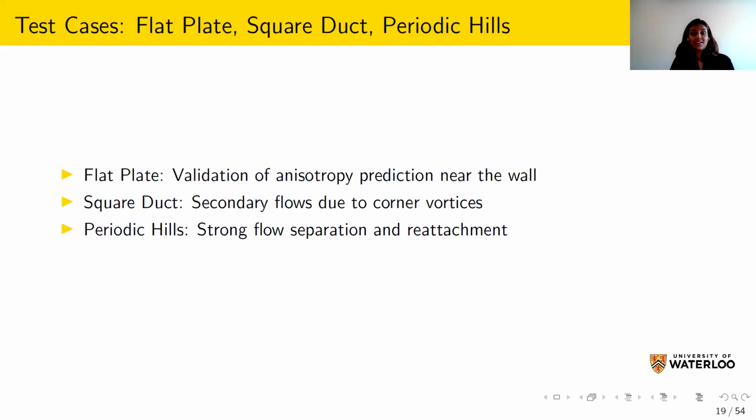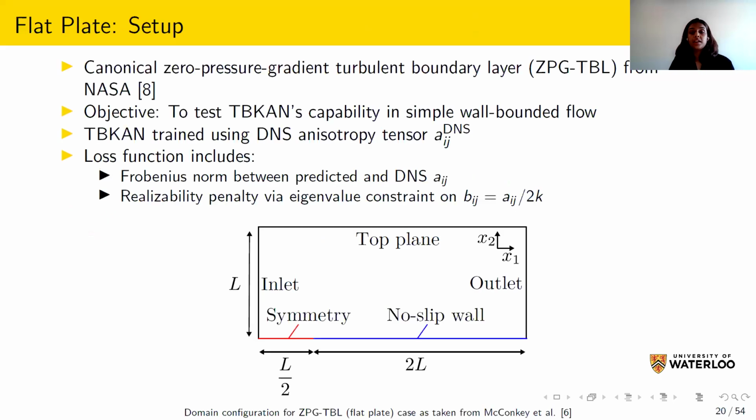So we have tested this over 3 test cases: the flat plate, square duct, and the periodic hills. The flat plate is a good example for anisotropic prediction near the wall. The square duct has secondary flows due to corner vortices, and periodic hills is a good example for flow separation and reattachment. Just briefly going over the setup for the flat plate case. It's the zero pressure gradient turbulent boundary layer from NASA. And the objective is to test TB-CAN's capability in a simple wall-bounded flow.